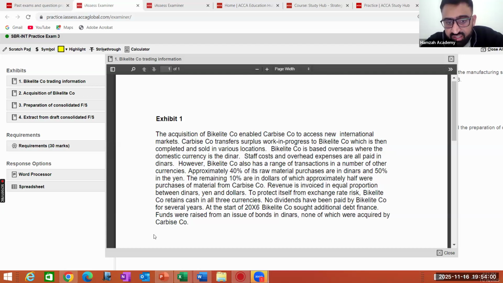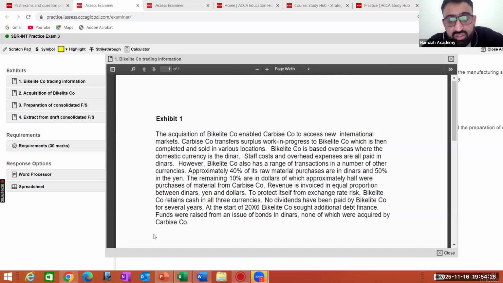And further, when they have a financing need, the funds are raised from an issue of bonds in dinars, not in dollars. It tells us that they are not dependent on Carbice, their parent company, for their financing needs. So the functional currency of the bike light is not the dollar, is not the same as that of the parent company. So if that is not the case, then what is the functional currency?